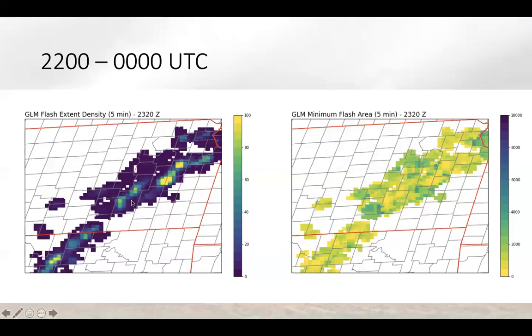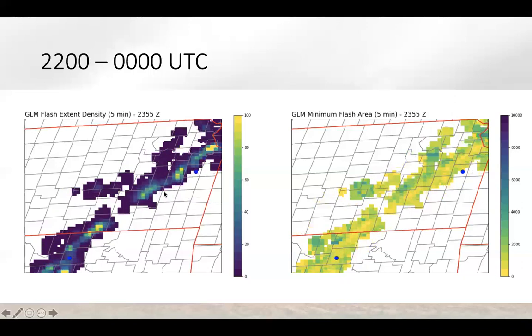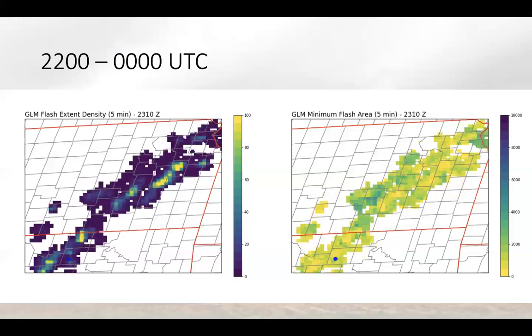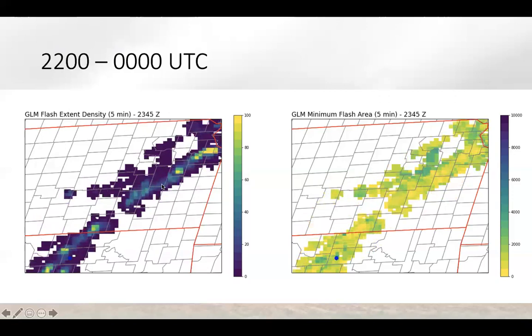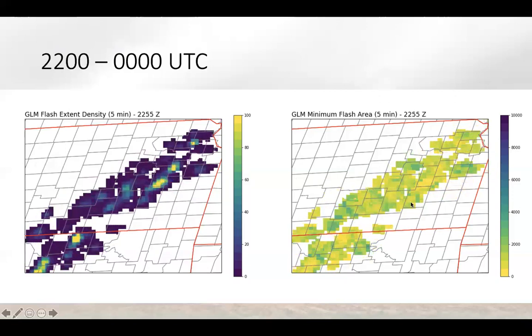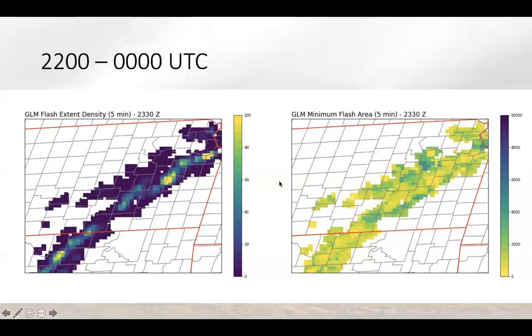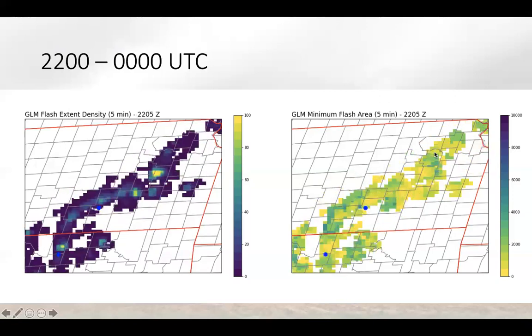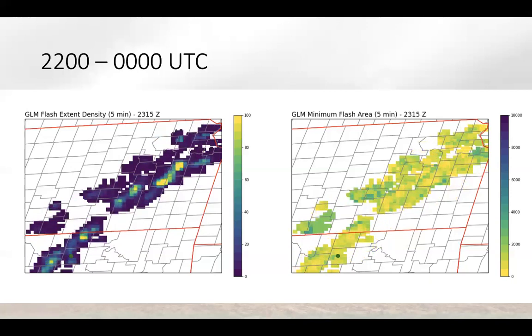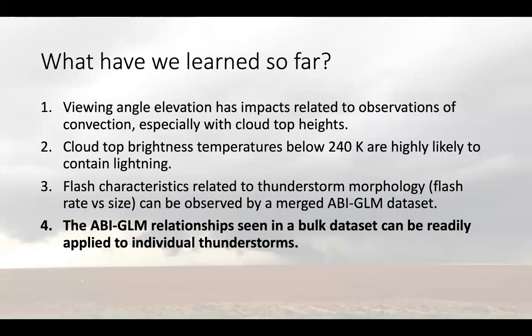As that storm eventually dies off, we actually see this upscale growth of the storm and organization with other storms in the area to create the early resemblance of the QLCS that eventually pushed eastward into western Missouri. And so we're able to see from a QLCS perspective these higher FED values along the leading convective edge, smaller MFA values as well, and then the inverse, where we have lower FED values and higher MFA values in the stratiform region. So we've been able to use both the ABI and GLM products in this case to help us understand storm evolution and its overall movement, as well as creating characteristics that are related to the intensity. So they can be readily applied to these individual thunderstorms.